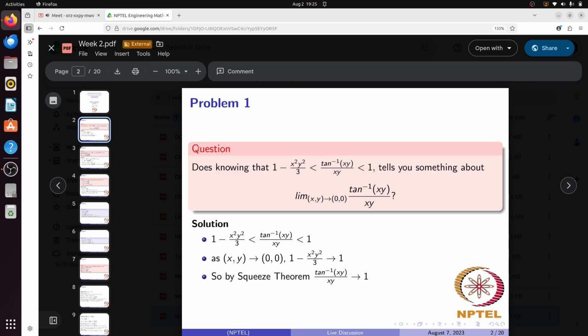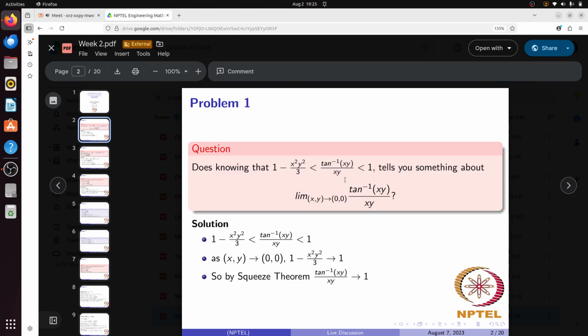The first question is: does knowing that 1 minus x square y square by 3 is less than or equal to tan inverse xy by xy, which is less than 1, tell you something about the limit as xy tends to 0 0 of tan inverse xy by xy? Here you have a function. If you consider u equal to xy, then you get tan inverse u by u. If you put u equal to 0, you get a 0 by 0 form, right?